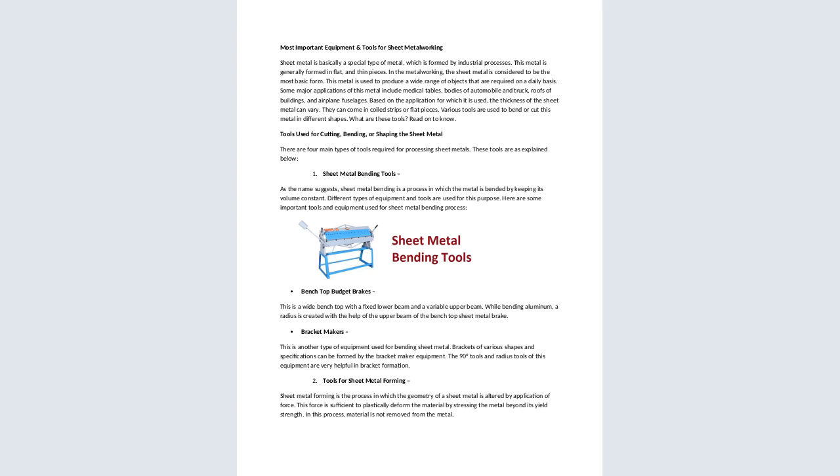So, tools used in cutting, bending, and shaping of the sheet metal. There are four main types of tools required in the process of sheet metals. These tools are explained below. So one of the major tools is the sheet metal bending tools. You can now see an example in the picture there. As the name suggests, sheet metal bending is a process in which the metal is bent while keeping its volume constant. So different types of equipment and tools are used for this purpose.